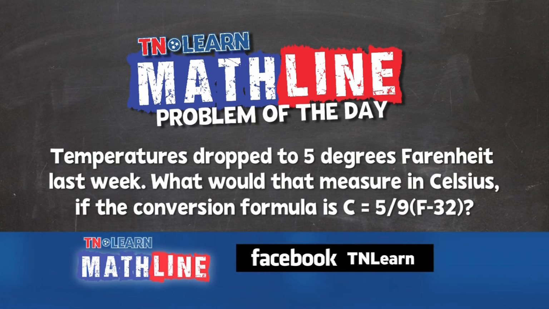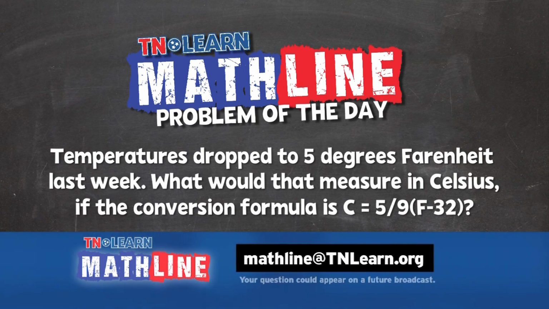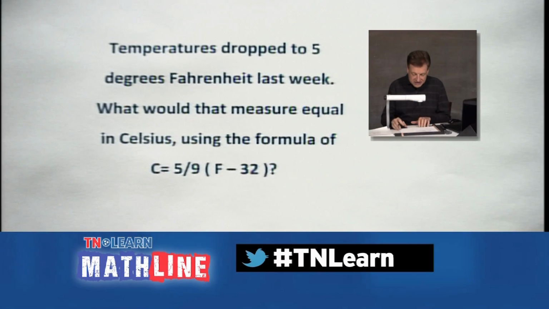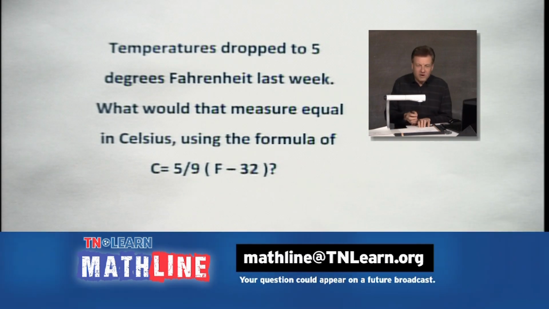All right, so let's see again. What would that measure in Celsius if the conversion formula is C equals 5/9 times, in parentheses, Fahrenheit minus 32. So let's take a look at it. All right, let's take a look at what we've got here. This isn't a really hard problem because they give you the formula. The hard part sometimes is remembering what is the formula we're going to do.